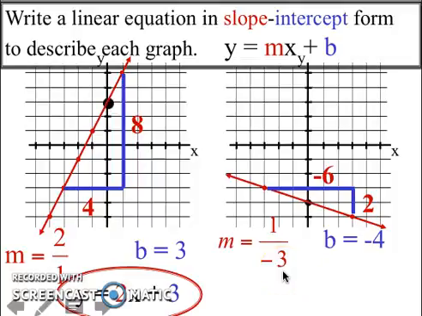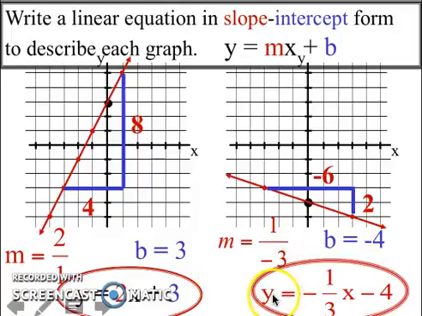We look at our slope-intercept form. We replace our slope and we have y equal to our slope, which is 1 over negative 3, x minus our y-intercept, which is 4.